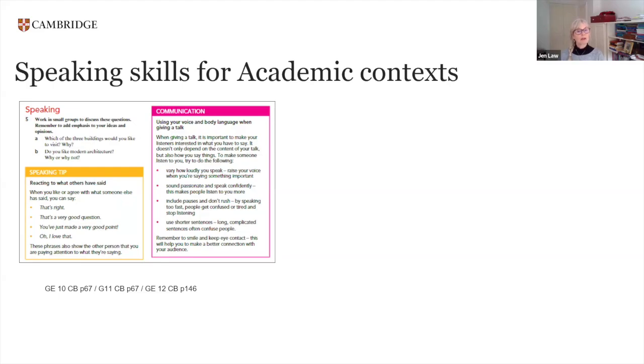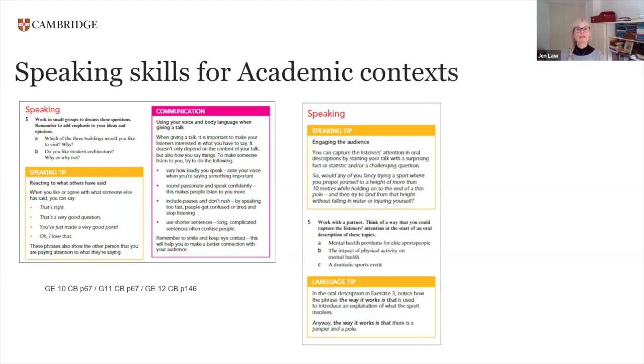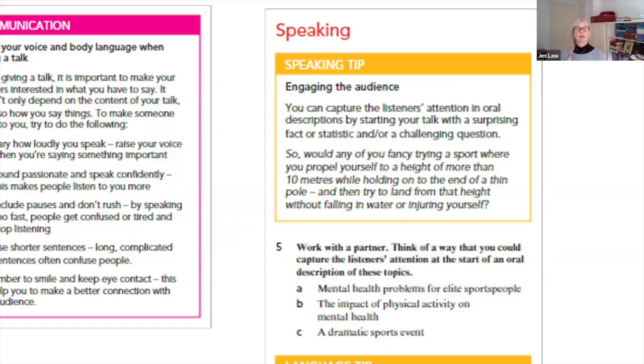All right, if we look at the next one, they're not necessarily in order. Have a look at this one. Let's zoom in a bit for you. Okay, what about this one? Engaging the audience. What do we think? 10, 11, or 12?